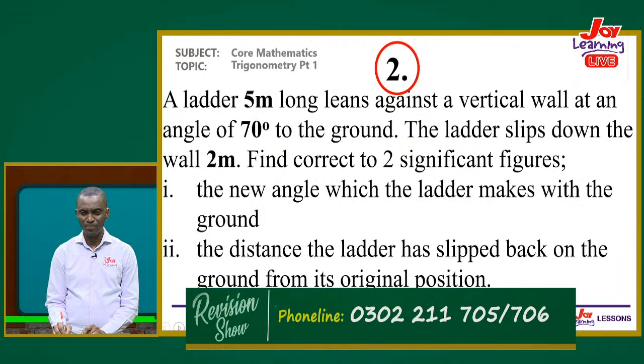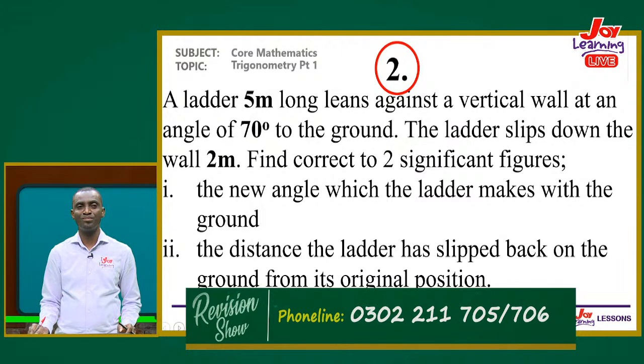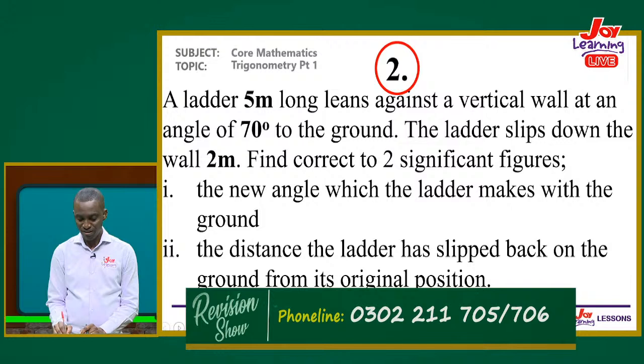Good. Your answer? For question number 1, I got 14. Question number 1, you had 14? Yeah. Okay. And question number 2, which is what we see on the screen now? Question number 2, part I, I got 5.74 degrees. Good. And then the second one, which is the distance it slips back.